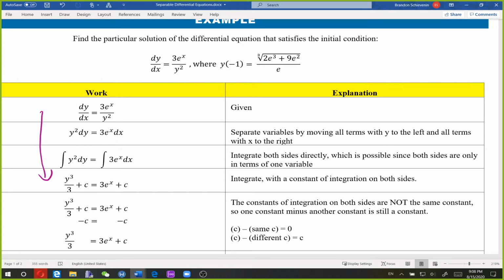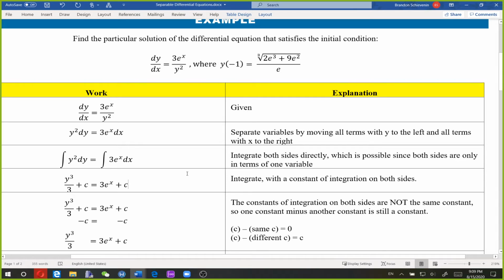Okay, that was the hard part. The rest of this is just algebra, although my next step is a little bit confusing because this c that I have on the left is not necessarily the same constant as this c on the right because they both came from different integrals. So this c could be 1, this c could be 3. Both c's could be 0.